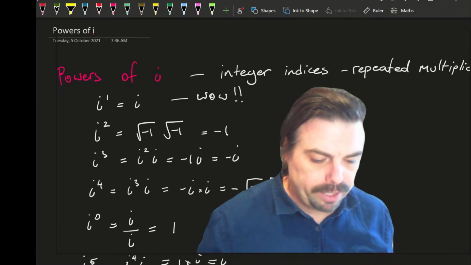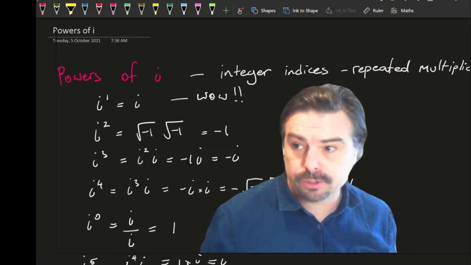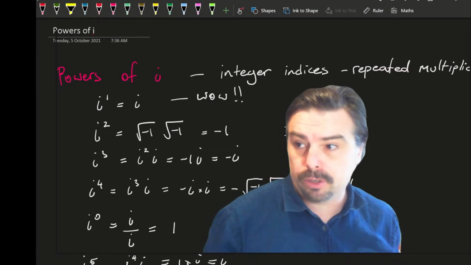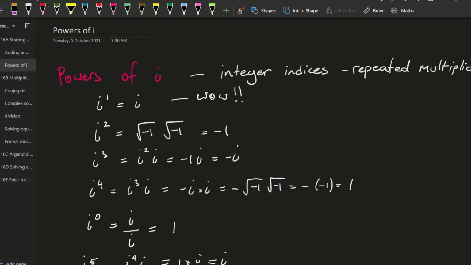What about i squared? Well, just by using the rules of multiplying square roots, we know that that is equal to minus 1 by the definition of i. Then we have i cubed, which is just i squared times i. So we've got our minus 1 there, times i gives us minus i. i to the 4 ends up being 1.